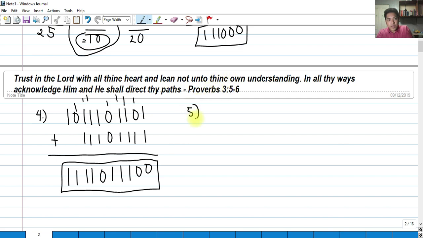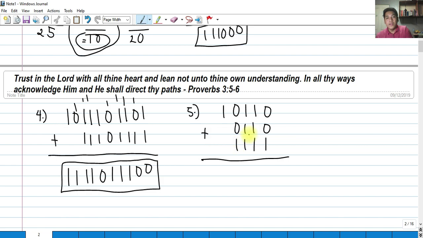For our next problem, we'll have three sets of binaries and we're going to add them. So we have 1, 0, 1, 1, 0. Then we have 0, 1, 1, 0, 0, 1, 1, 0. Then we have 1, 1, 1, 1. That's addition. 0 plus 0 is 0, plus 1 would be 1. We have 1 plus 1 is 0, carry 1. Plus 1 would be 1, 1. So we have 1, carry 1.